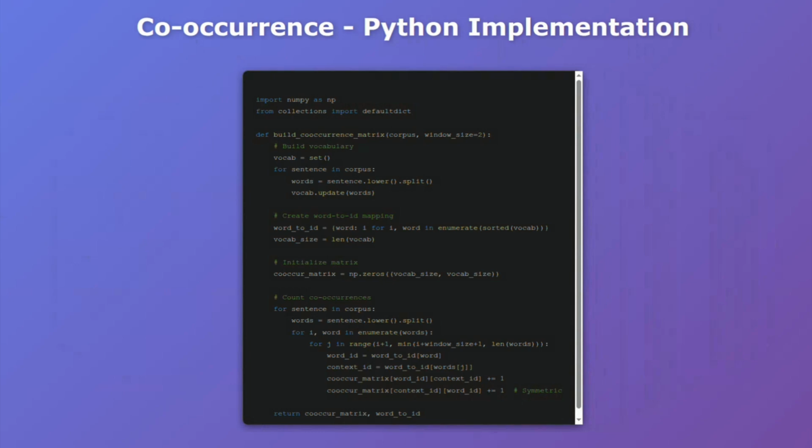For each sentence, we loop through each word. Then we look ahead within the window size. That's this inner loop with the range function. When we find 2 words within the window, we increment both matrix positions. Remember, it's symmetric. This code might look complex, but trace through it with a small example and it'll click. The logic is straightforward. We're just systematically counting co-occurrences.